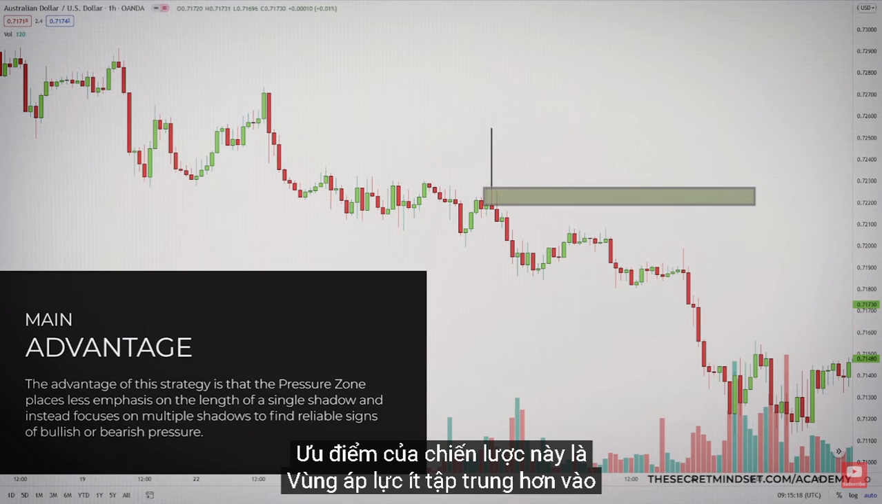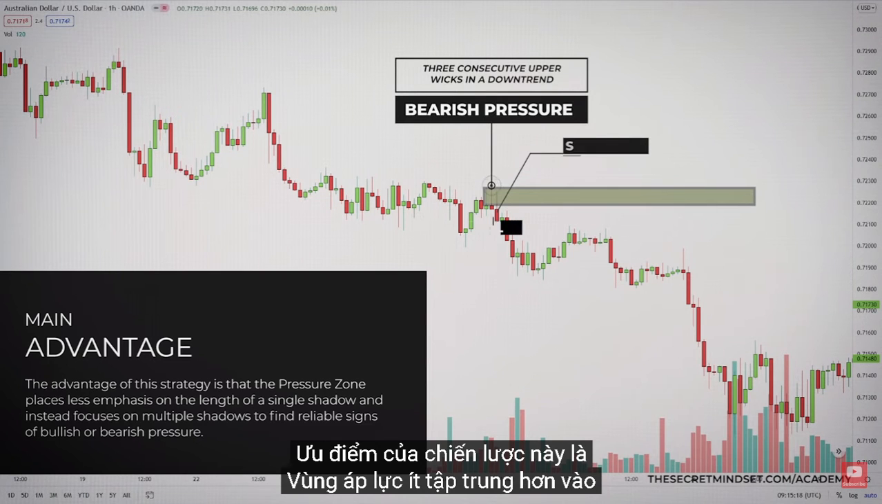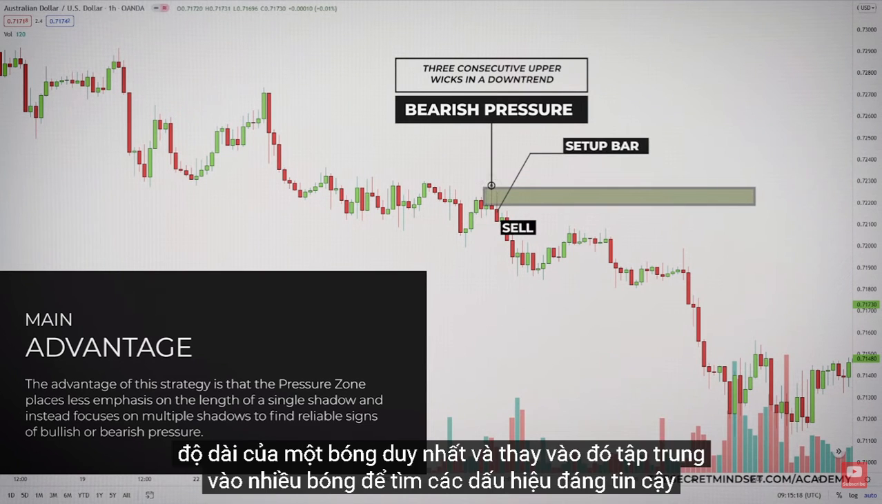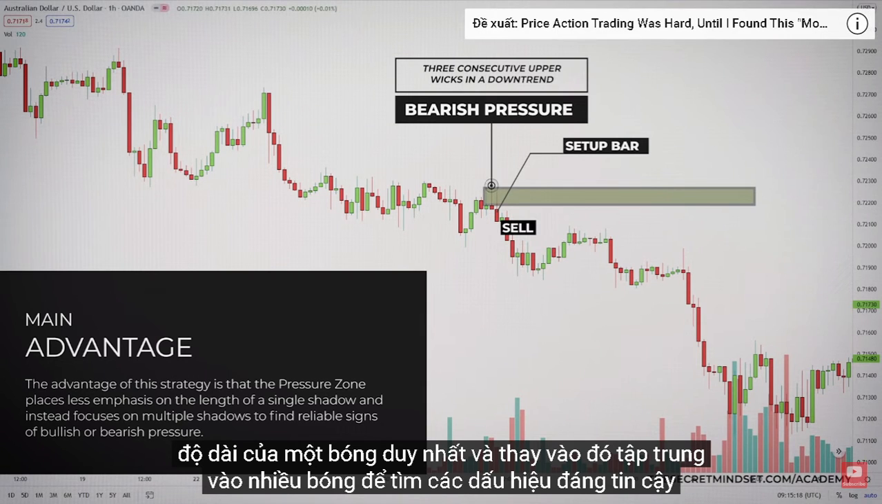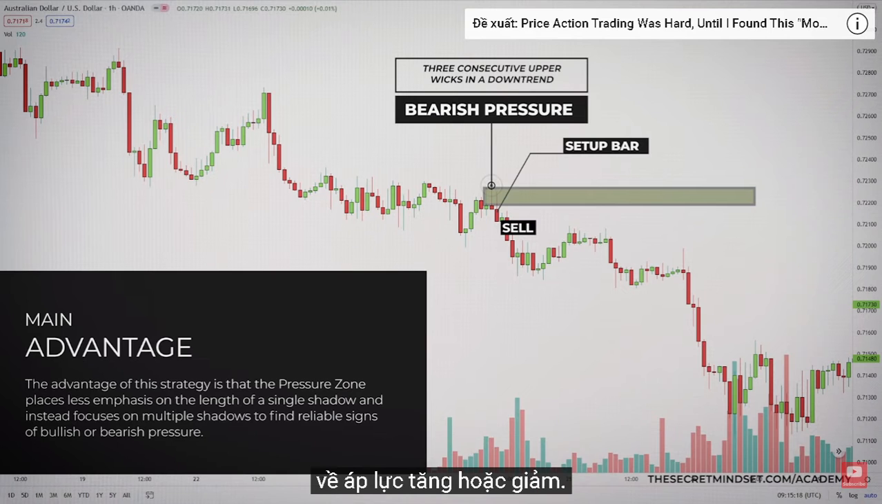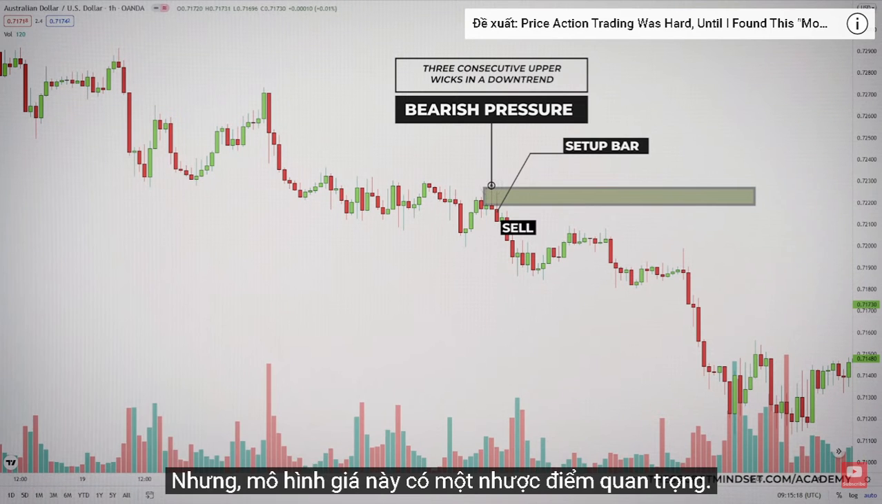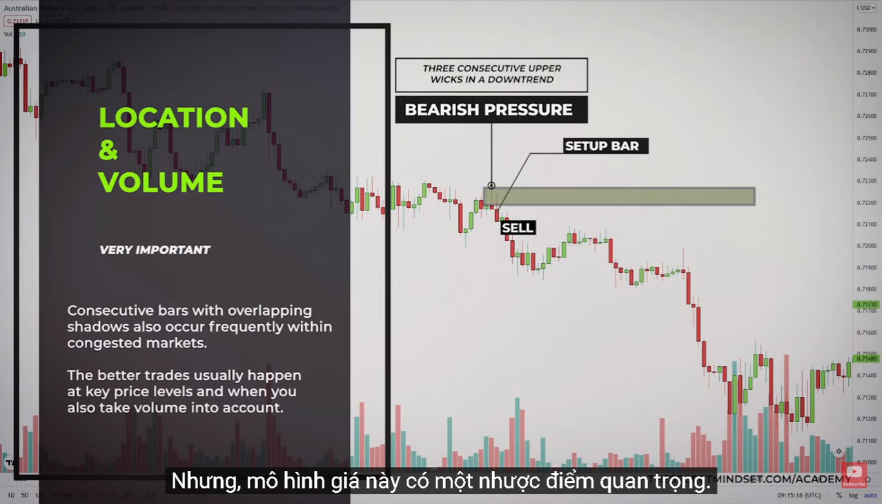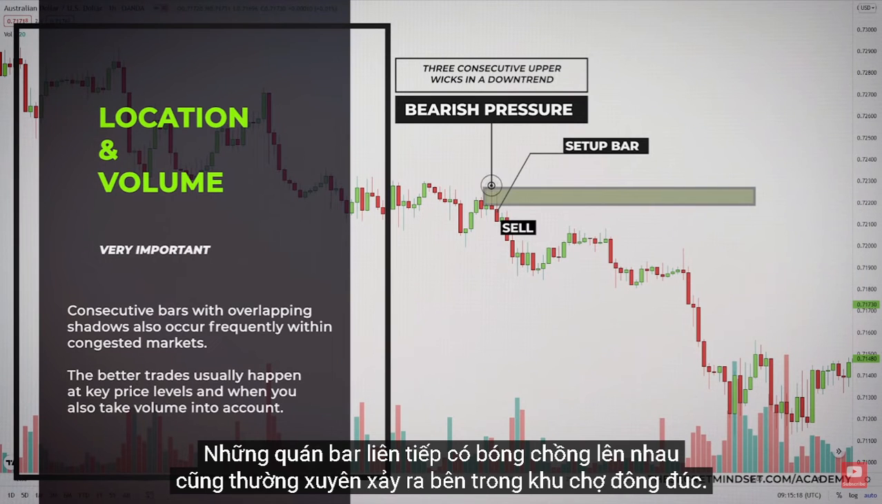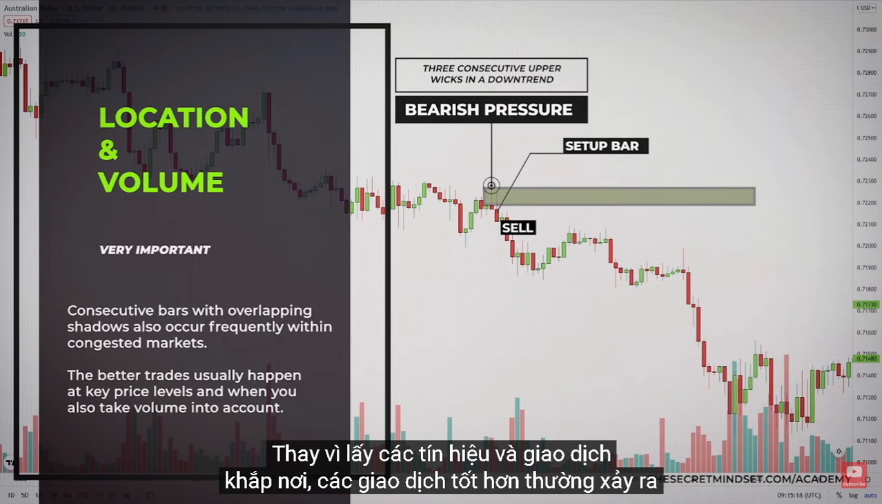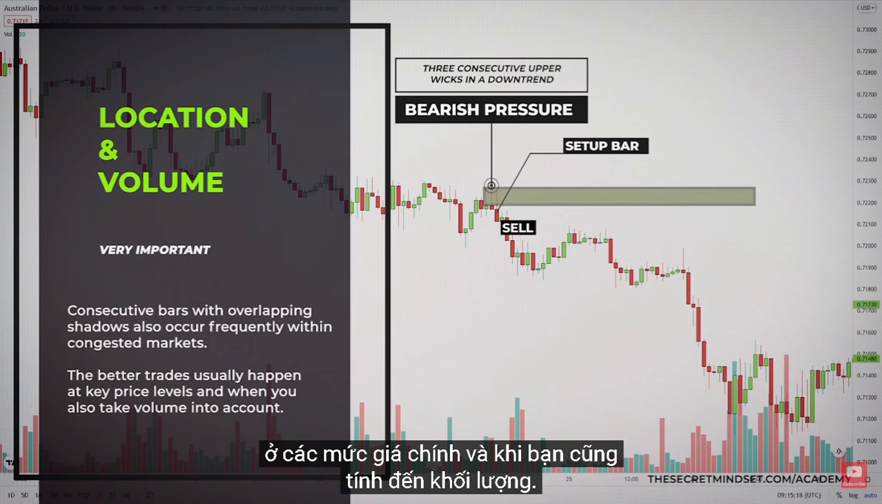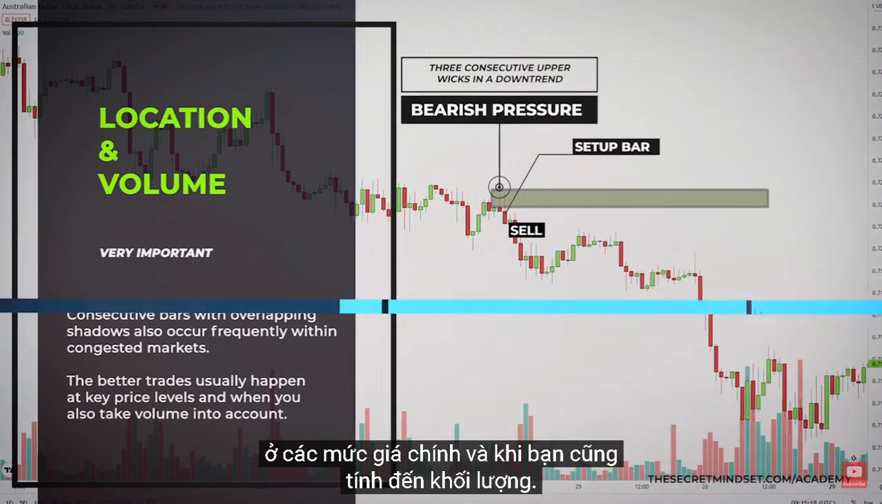The advantage of this strategy is that the pressure zone places less emphasis on the length of a single shadow and instead focuses on multiple shadows to find reliable signals of bullish or bearish pressure. But this price pattern has an important drawback. Consecutive bars with overlapping shadows also occur frequently within congested markets. Instead of taking signals and trades all over the place, the better trades usually happen at key price levels and when you take volume into account.